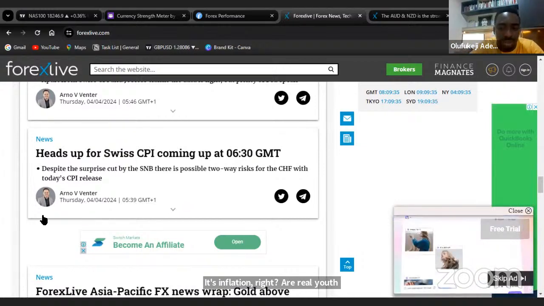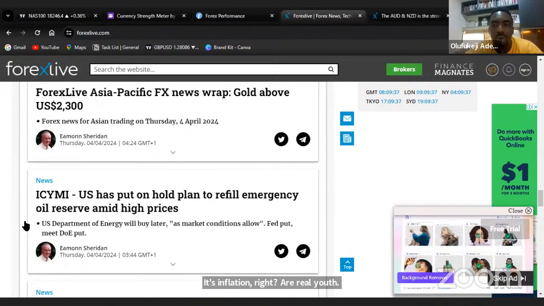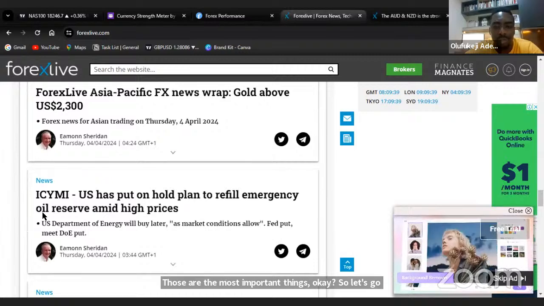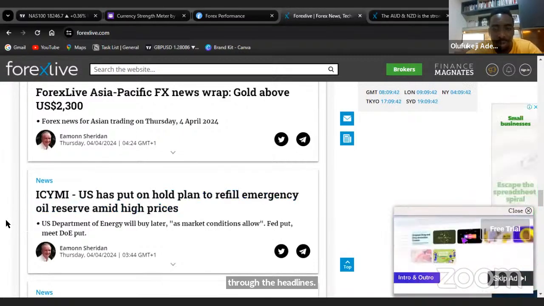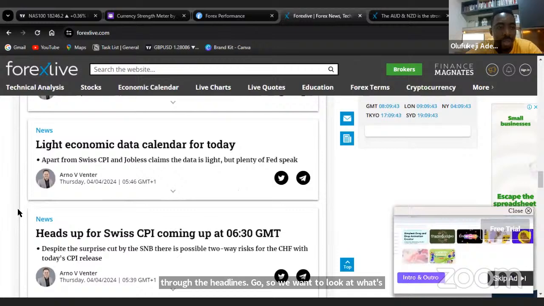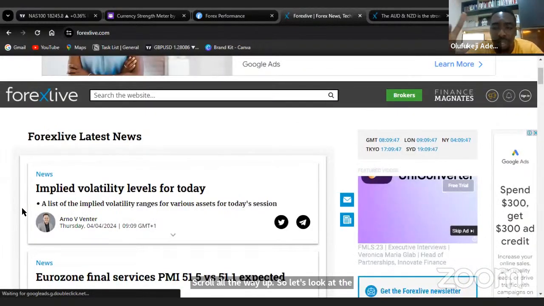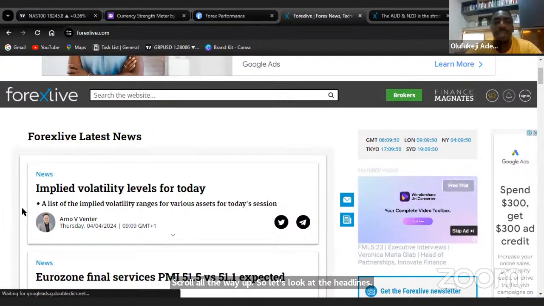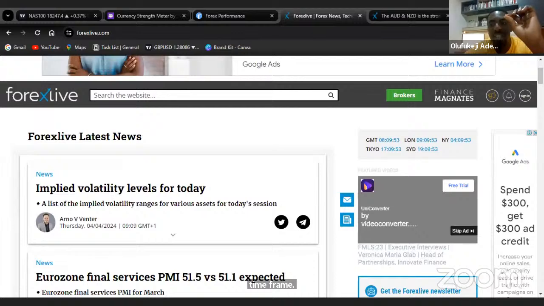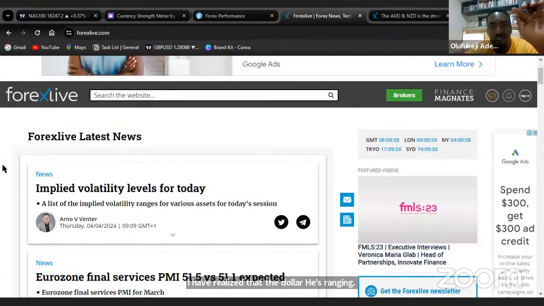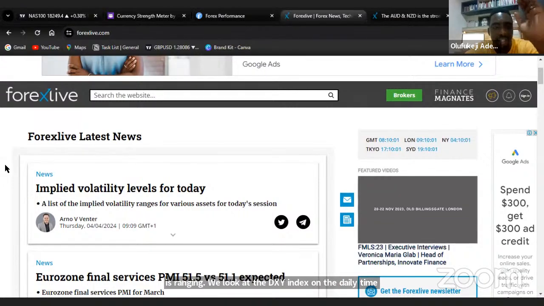Okay. So let's go through the headlines. Go up. So we want to look at what's happening with the US. Go all the way up, scroll all the way up. So let's look at the headlines. First thing is using value flow models on the daily time frame. I have realized that the dollar is ranging. We'll look at the DXY index on the daily time frame, but the dollar is ranging.